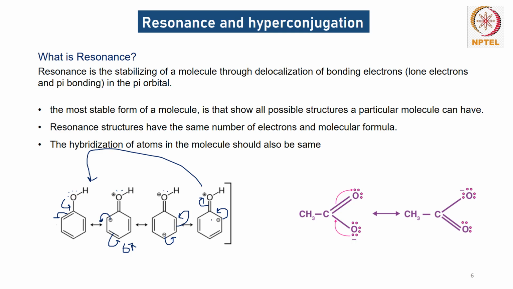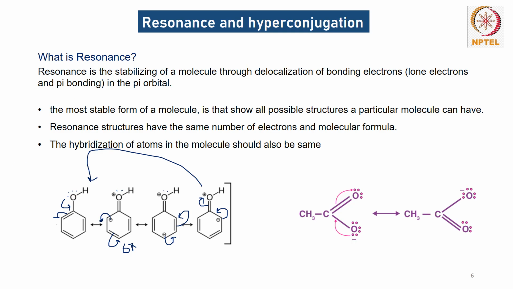Which is called sp2 hybridized? If a carbon has 2 sigma bonds and 1 pi bond, that is called sp2. So here all the carbons are sp2. So these are the criteria of resonance. If you are drawing resonance, you have to see that after drawing all the resonating structures, all the compounds should have the same formula, same number of electrons and hybridization.